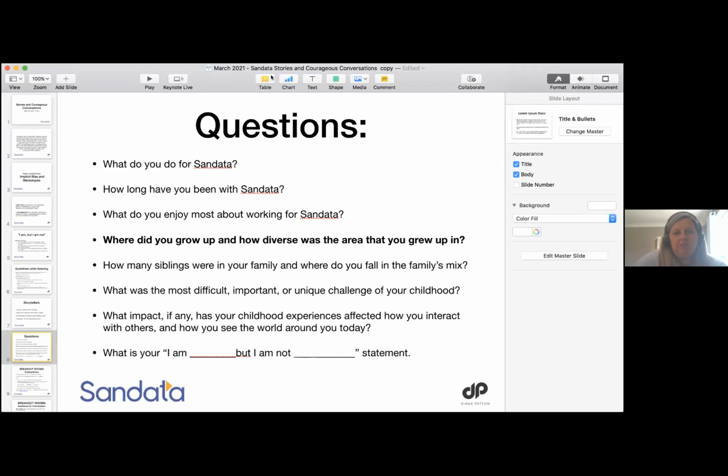One of the most difficult, important, or unique challenges of your childhood. So I think one of the most difficult things was growing up in a small town. Everybody knew everybody. Everybody thought they knew you and your family. And one of the most difficult things was I was in a single one-parent family. It was just my mom and us. And my mom lost both of her parents when she was young. So she did not have a lot of guidance growing up either.